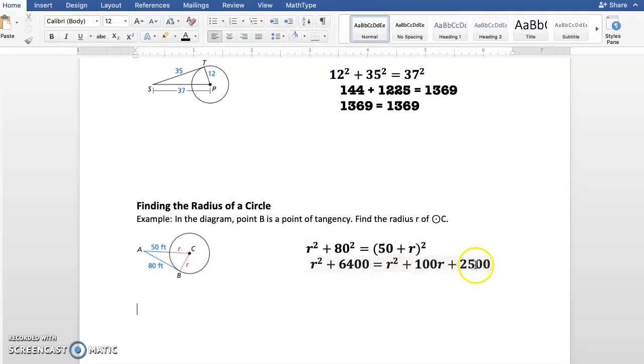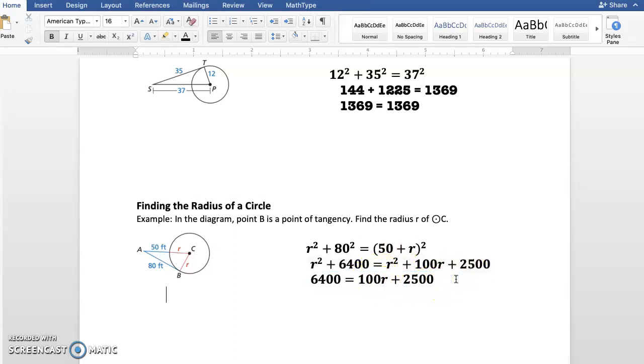And now we want to start to solve for r. So one thing I can do is get rid of the r squared. So if I subtract r squared from both sides, they cancel each other out. So I'm now going to be left with 6,400 is equal to 100r plus 2,500. And now from here, we're going to subtract 6,400 minus 2,500, because I want, again, to get r by itself.